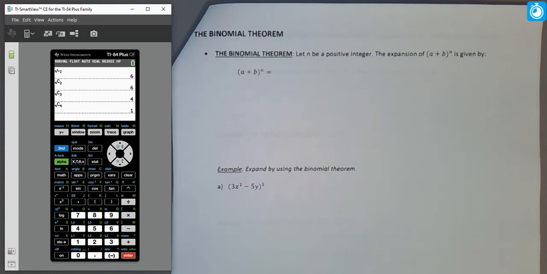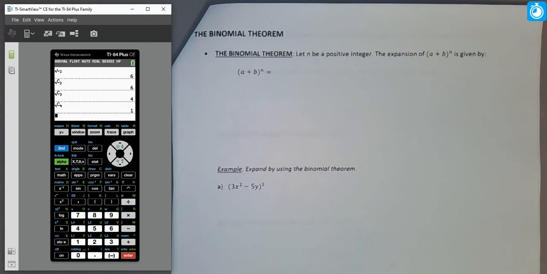So first off, again, n is a positive integer, so we can't have fractional powers, we can't have negative powers. n has to be a positive integer. Now, notice there are no limitations on what a and b have to be. So those can be anything we want. They can just be a and b. They can have coefficients associated with them.